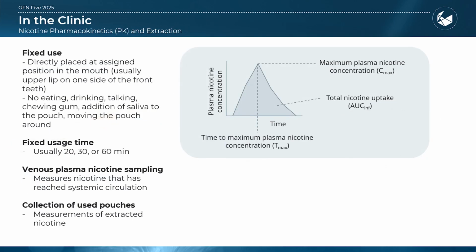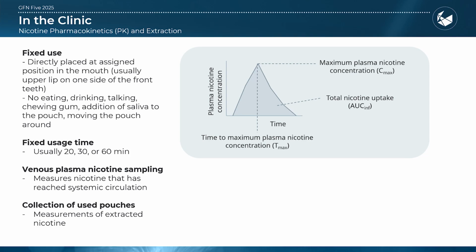A better way to estimate nicotine release from a pouch is to do it in a clinical setting where participants use a pouch in a standardized way. This includes how and where to place the pouch. Typically, no manipulation of the pouch is allowed during use, and no eating or talking. The usage time is fixed, usually 20, 30, or 60 minutes.